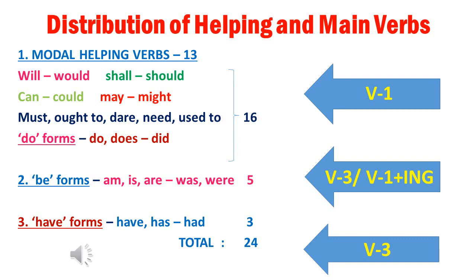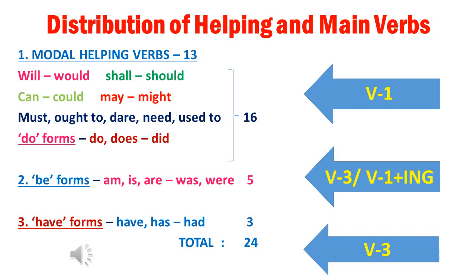With these 16 helping verbs, we can use only V1. The first form of verb can be used. Let's have a look at the examples. Will go, would go. Shall go, should go. Can go, could go. May go, might go. Must go, ought to go. Dare go, need go. Used to go. Do not go, does not go, did not go.